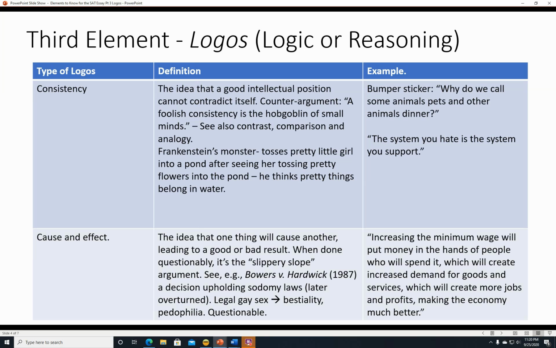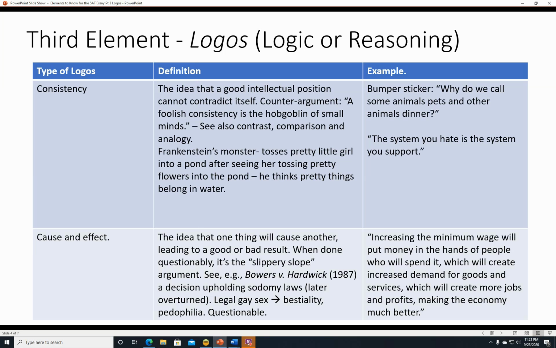You can also see contrast, comparison, and analogy. For example, it might be that, no, it only appears to contradict itself, such as the voting versus drinking comparison. They're not the same thing. So even if it is, perhaps something shouldn't be consistent for other reasons, or actually the same reason that it's not the same thing.